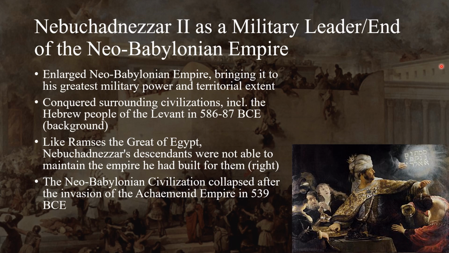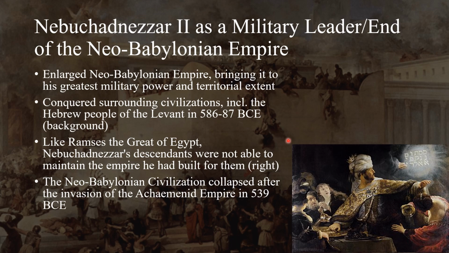Like Ramses the Great of Egypt, Nebuchadnezzar's descendants were not able to maintain the empire that Nebuchadnezzar had built for them. On the right, we see King Balthasar, one of Nebuchadnezzar's successors, who in the Hebrew Bible was warned by God that he and the Babylonian Empire would be destroyed for their pride and for their greed and violence.